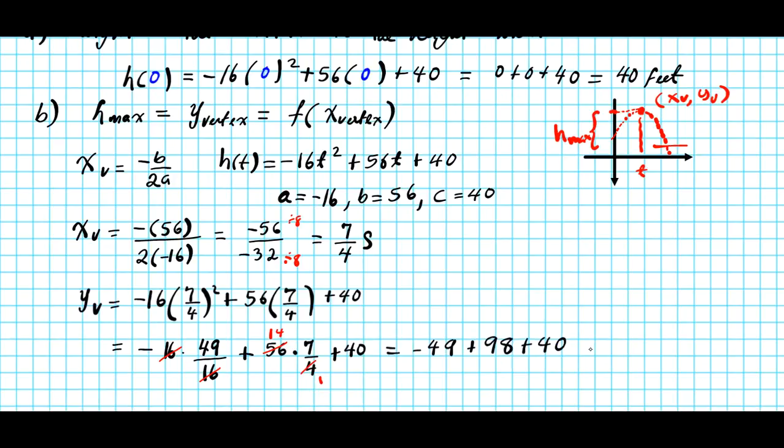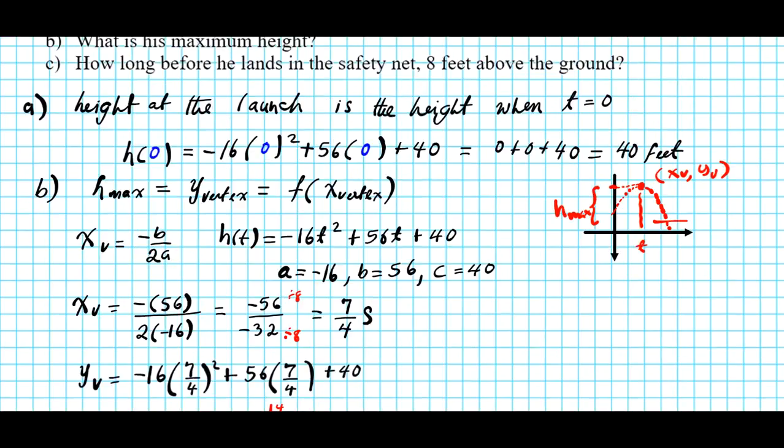Okay, if you combine all these numbers together, you end up with 89 feet as your maximum height. Now let's take a look at the C part. It asks how long before he lands in the safety net 8 feet above the ground. So for the C part, we're going to find the time when he hits the height of 8 feet, which is basically where the safety net is.